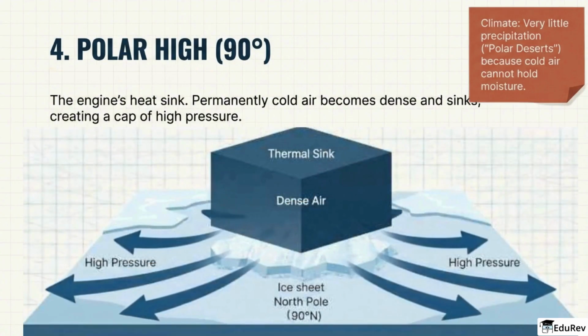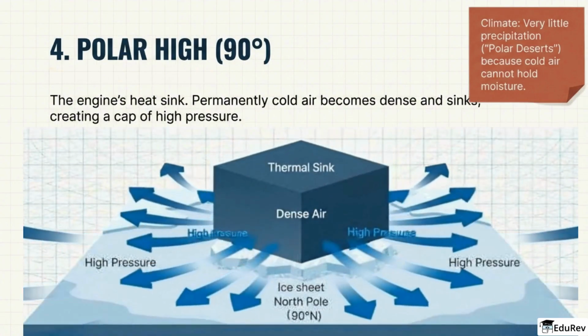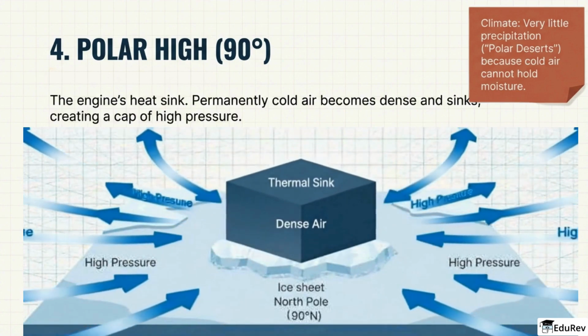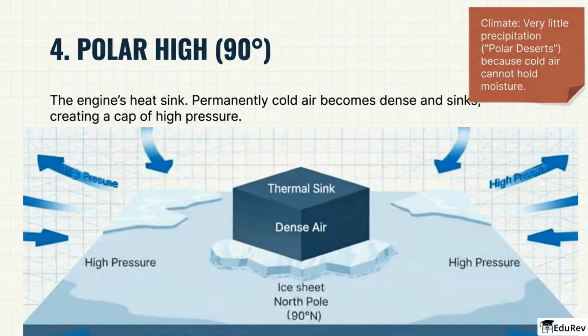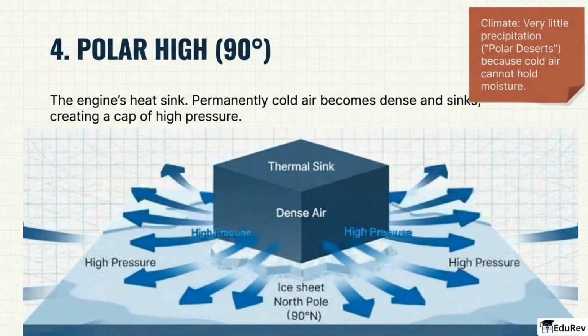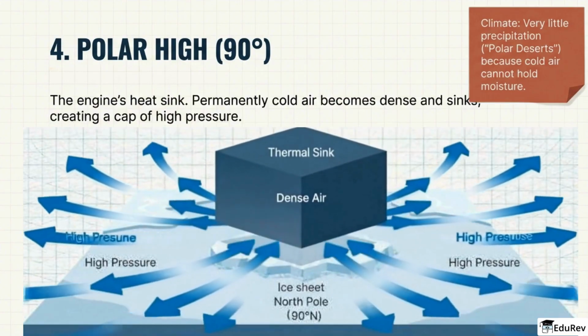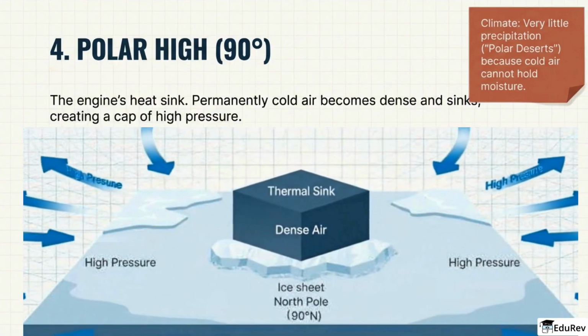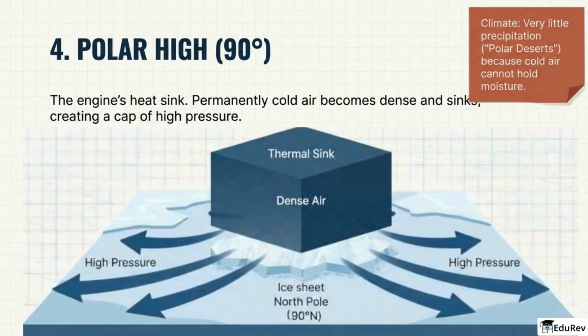Now go to the poles. Extreme cold makes air dense. Dense air sinks. Sinking air builds polar high pressure. And remember this carefully. Poles are cold but dry. Cold air holds very little moisture. Polar regions behave like cold deserts.